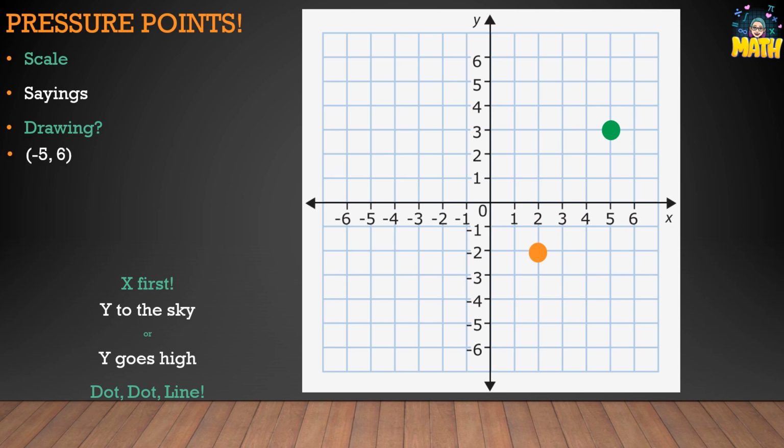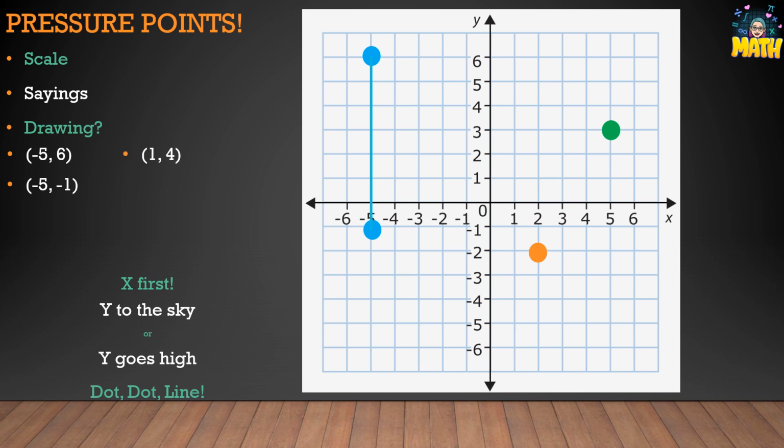So I'm going to start at -5, 6. I'm going to use my preferred method of going across the -5 up to 6. There goes my dot. Then I'm going to go -5 and 1, so across to -5, down to 1. Here's my second dot. Now I'm going to get those joined together with a line. You would, of course, use a ruler.